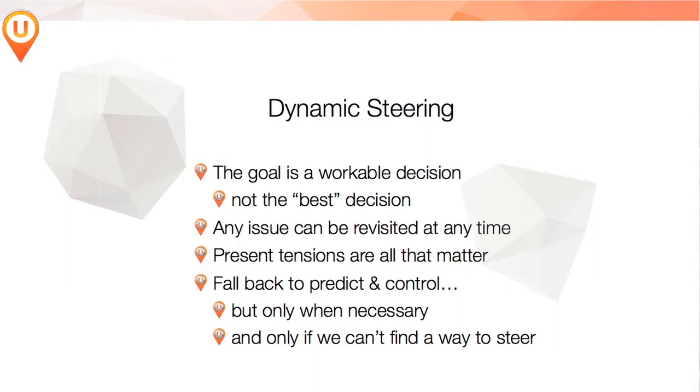Not speculation about the future, but given where we're at now with the organization, what are the things that are creating tensions in the system, and how can we start to move forward, find solutions that are workable now for those tensions? Should that not be working for us, then we can always fall back to predict and control, but only when that's really necessary and if we can't find a way to dynamically steer. So it doesn't completely exclude it, but the optimal governance system really allows us to dynamically steer our way forward.